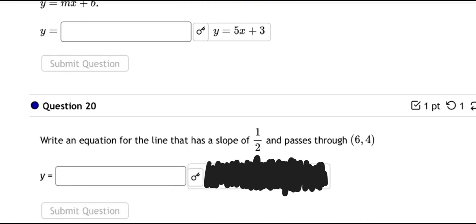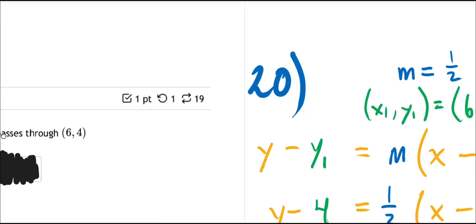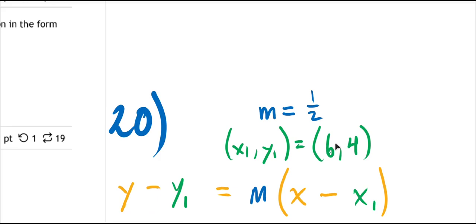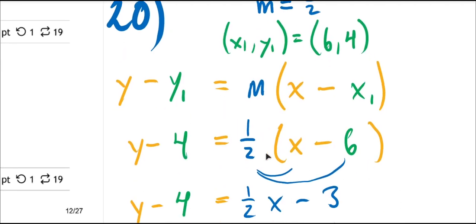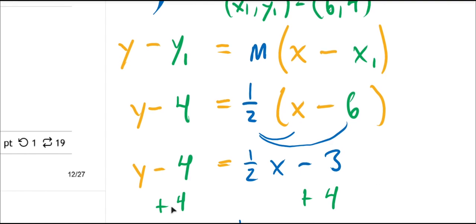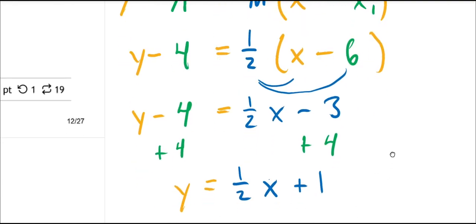Question number 20 is similar. It asks for the equation of a line that has slope of 1/2 and passes through 6, 4. Again, we will rely on point-slope form. Y minus y1 equals m times x minus x1. Substituting in these values, we distribute the 1/2 slope, which gives us 1/2 x minus 3, and bringing over our 4 to solve for y, we have y is equal to 1/2 x plus 1.